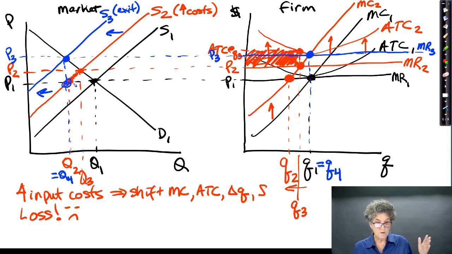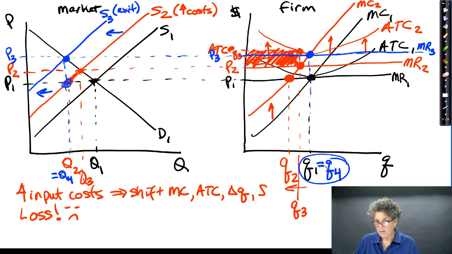The market quantity falls further because there are fewer firms. So the typical firm is back producing its original quantity. The market quantity has gone from Q1 down to Q4. The market quantity is smaller because even though the firms are producing their original quantity, little q1 equals little q4, the number of firms in the industry is less. And so a smaller number of firms times the same quantity, little q4, equals a smaller market quantity. Ooh, do you see what had happened here?